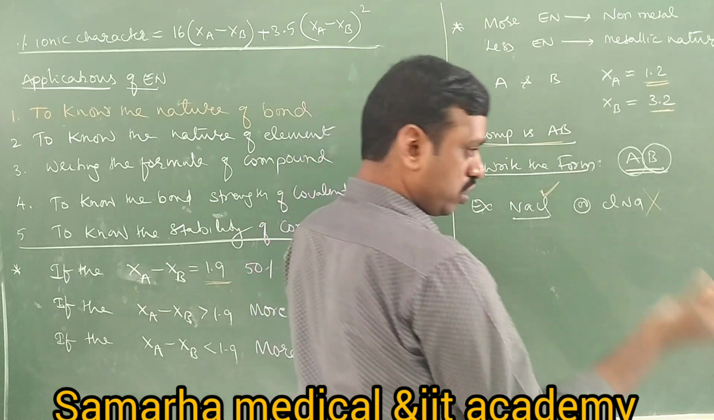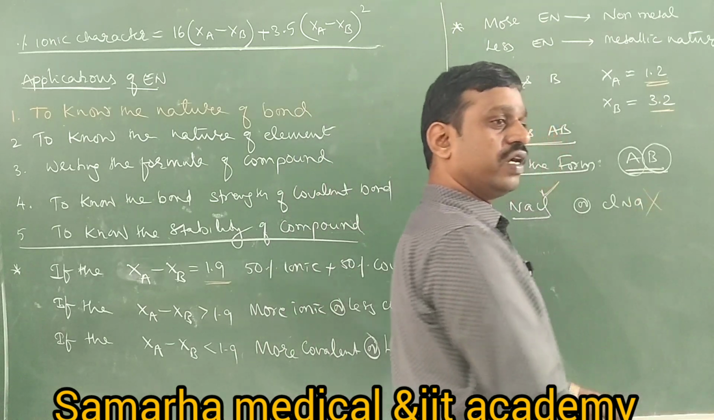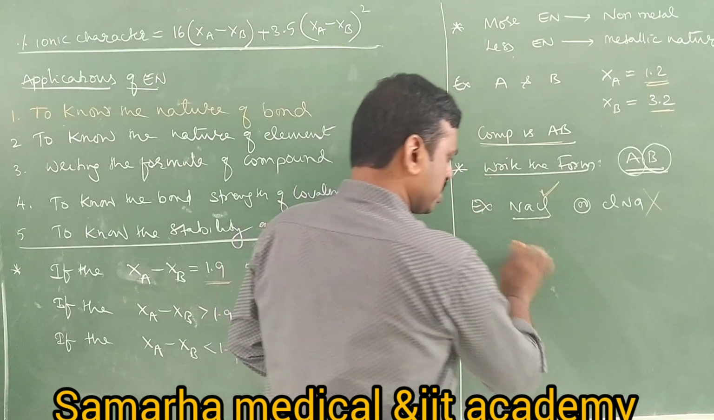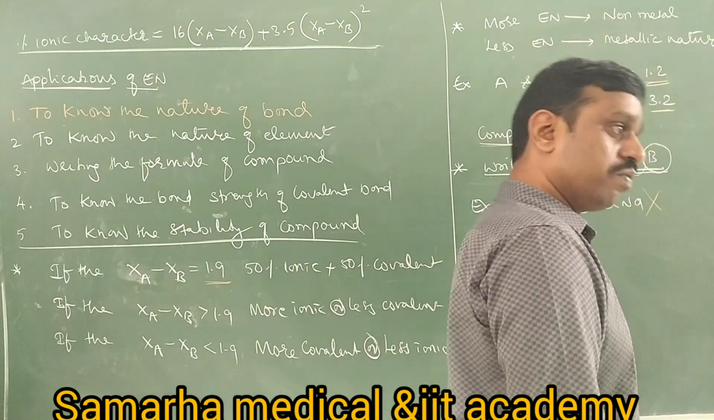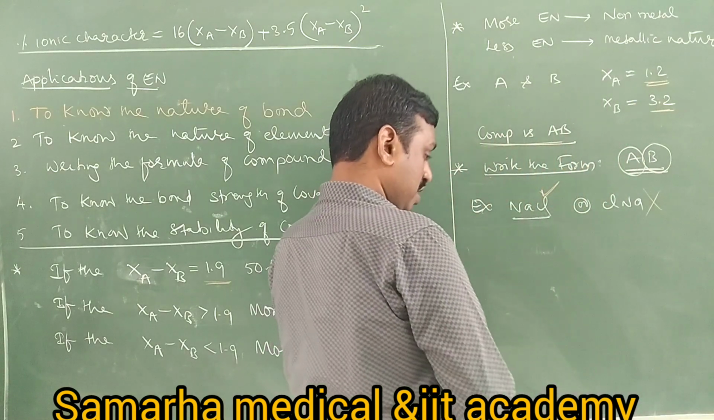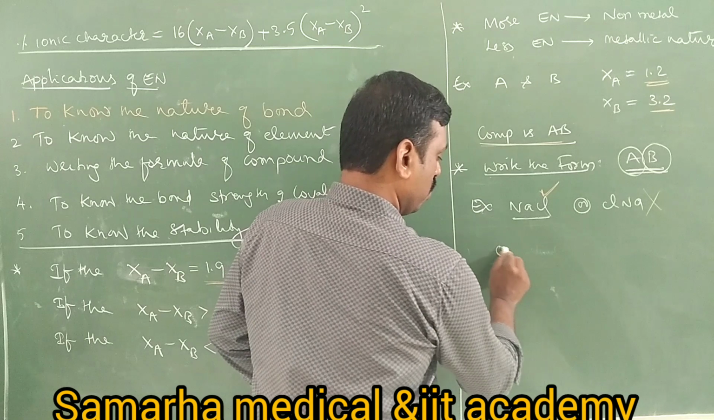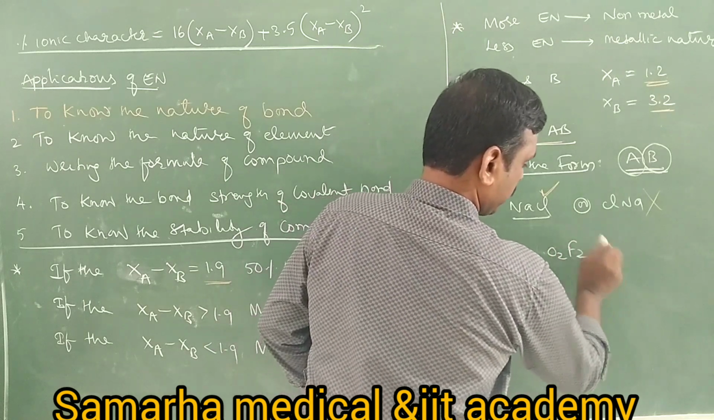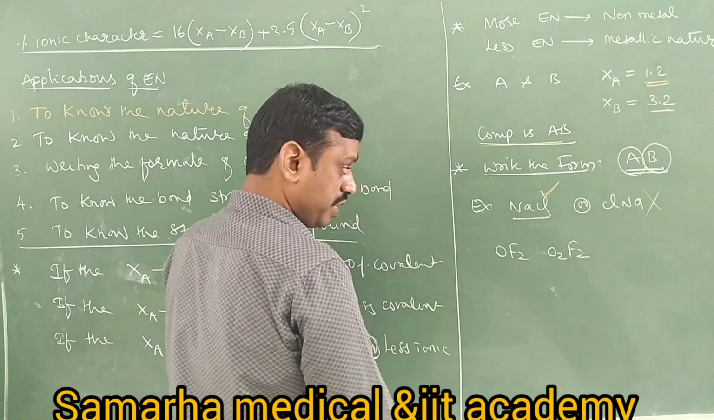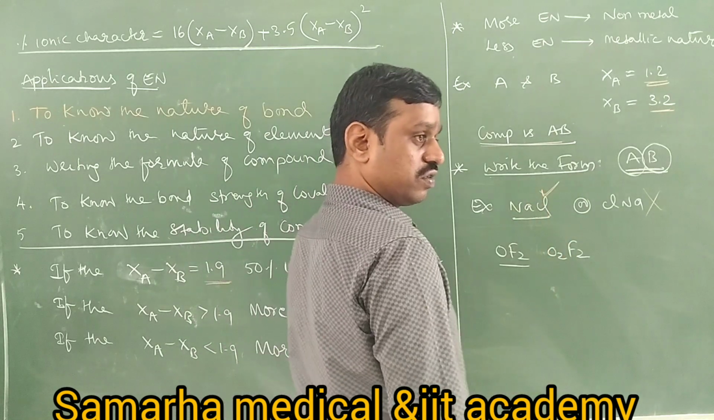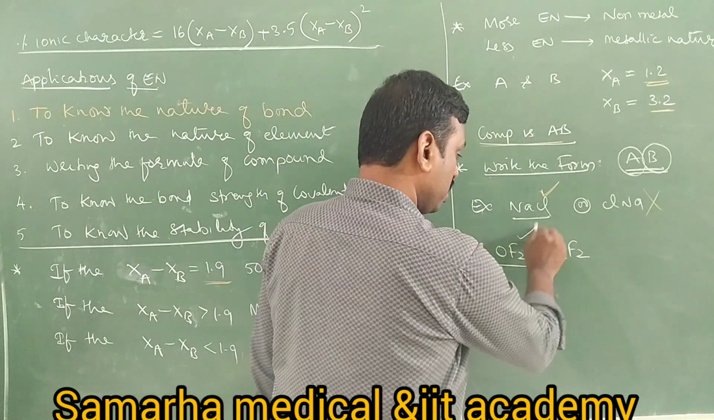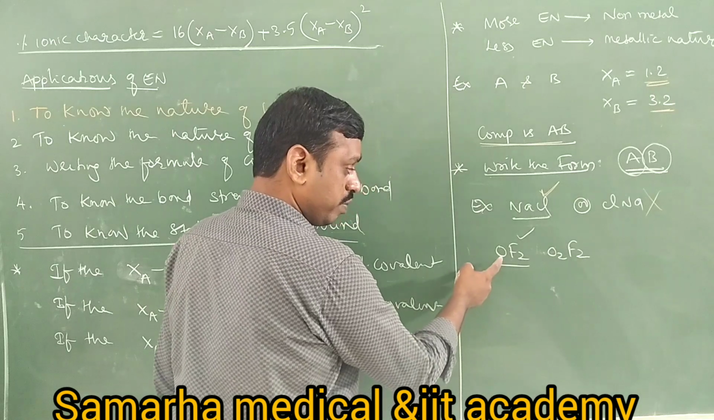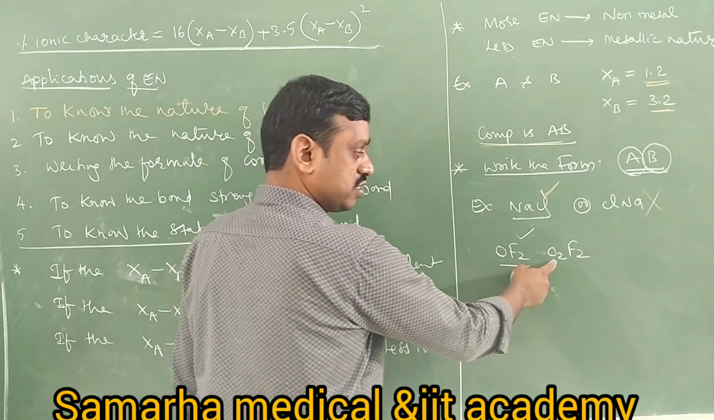So if you know the electronegativities, it is possible to write formulas. The best example is the compounds of oxygen and fluorine: we have OF2 and O2F2. Now, is OF2 correct or F2O correct? OF2 is correct. This is the only correct one, because the less electronegative element is written first, then the more.